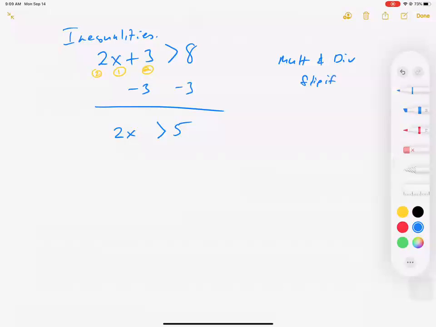If we multiply or divide across by a negative. Okay, and we'll see that. We'll demonstrate that. So last move, divide by 2. x is just a fraction, 5 over 2.